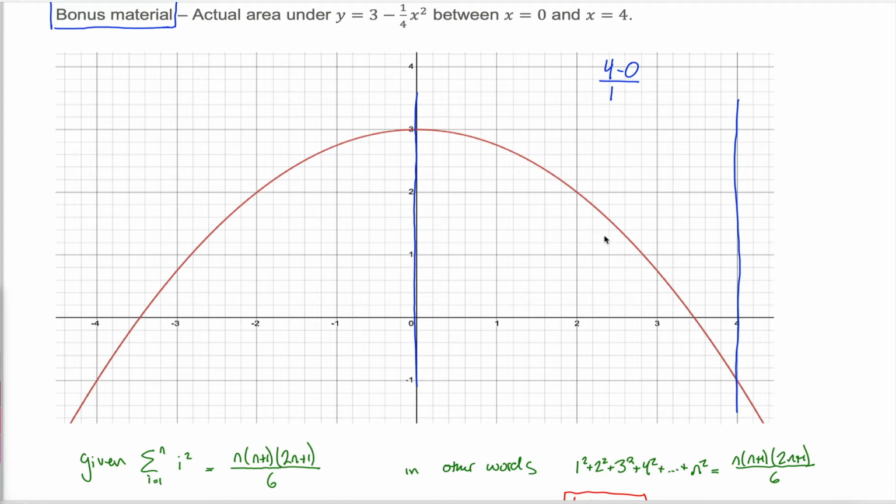But I don't want 100 rectangles. I want n rectangles. But that's fine. I'm still trying to cover from 0 to 4. So I'm still covering a horizontal distance of 4. It's just now each of the n rectangles will have a width of 4 divided by n.